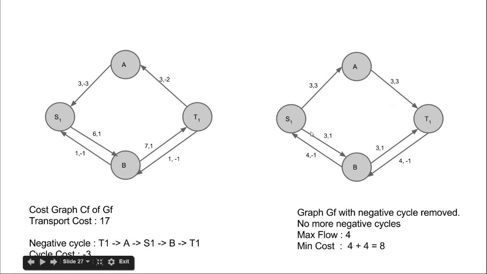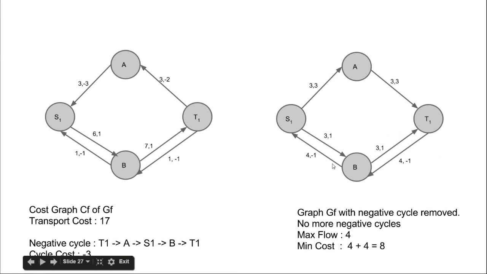As we see, there are no negative cost cycles here. In fact, there is one cycle from T1 to B, B to S1, S1 to A, A to T1. But if you add the costs, minus 1, minus 1, minus 2, and 6, that is equal to 4, which is not negative. So there's no negative cost cycle. So this flow which we found is not only maximum, it has the minimum cost.